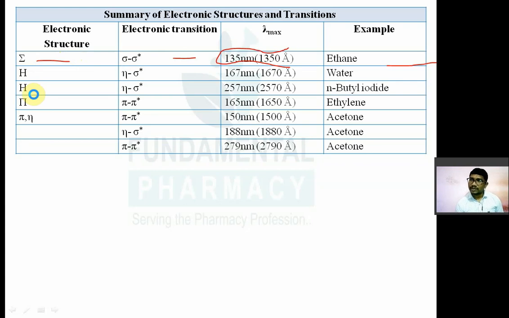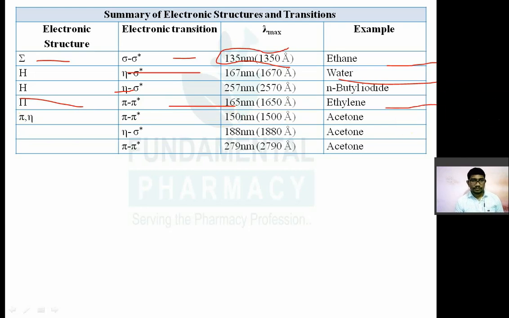Now the second transition is n to sigma star. The example of n to sigma star is water, H2O. Another is n to sigma star in n-butyl iodide. Okay, pi type electrons are present in the conjugated state. The pi to pi star transition occurs in the UV region, around 165 nanometer. The example is ethylene, CH2=CH2.